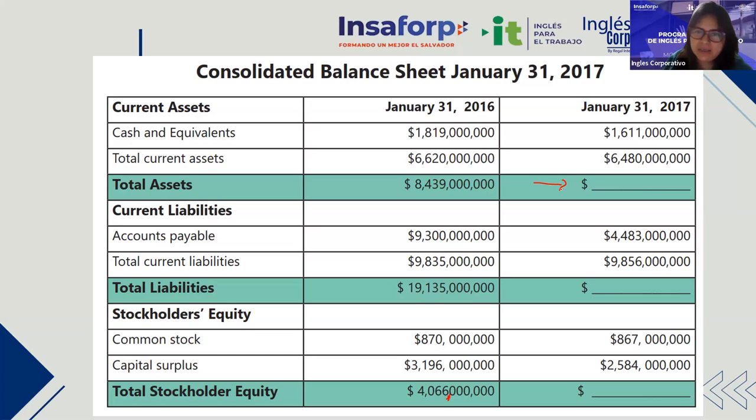Okay, check this amount, check this example of the 2016, right? If you say 1,819 million plus 6,620 million, that is 8,489 million. So what would we get if we make an addition, right? Addition, se dice suma. Ah, okay, yes. 1,611 million plus 6,480 million. Hagan la suma.